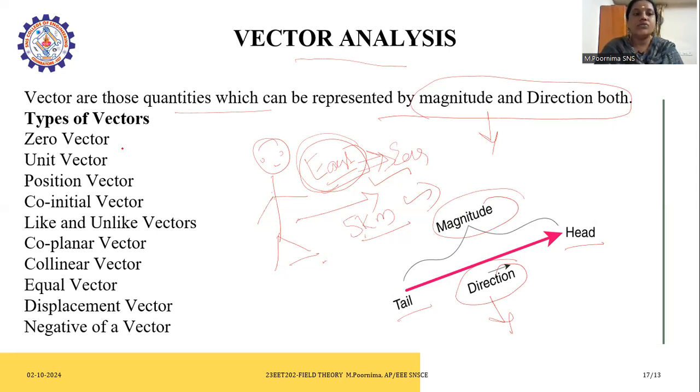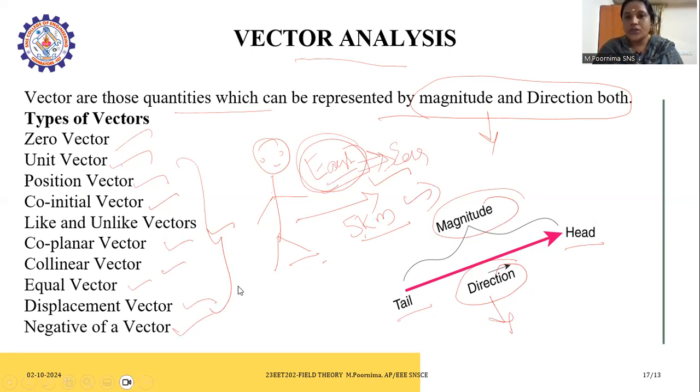Here are some of the types of vectors. We have many types: zero vector, unit vector, position vector, co-initial vectors, like and unlike vectors, co-planar vectors, collinear vectors, equal vectors, and displacement vectors. The final one is the negative of a vector. These are some of the types of vectors, and we are going to see one or more of them in the upcoming days.